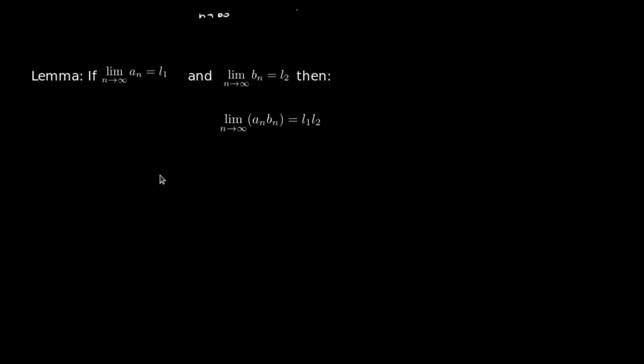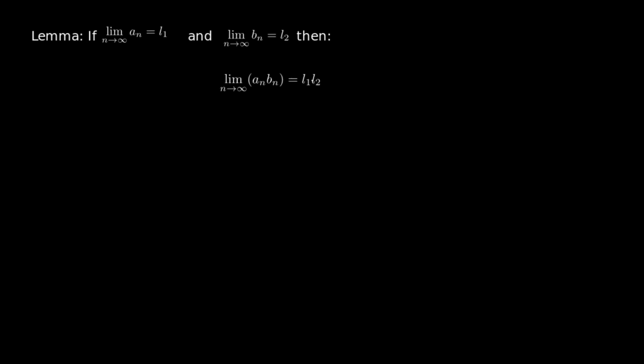Now another important lemma is that the limit of the product of two convergent sequences with limits L1 and L2 is the product of the limits. So let's now work again with this proof. What we're going to do is work a bit on this expression, a sub n b sub n minus L1 L2. What we want to do is prove that this tends towards 0, which equals saying that this expression is smaller than epsilon for all epsilon greater than 0.